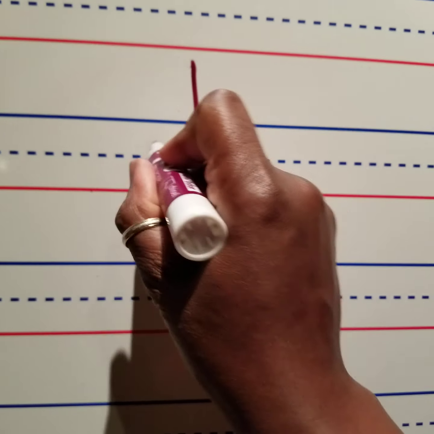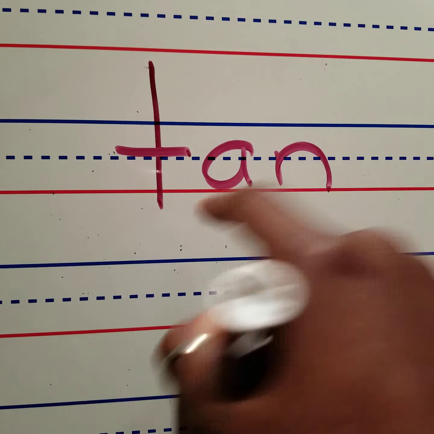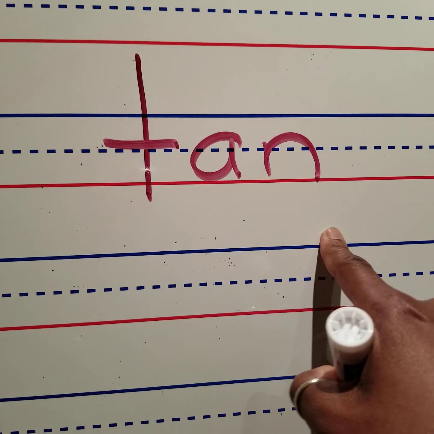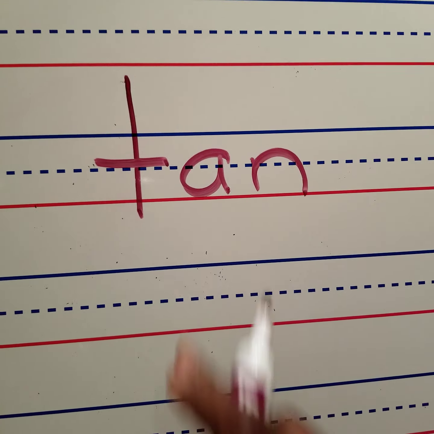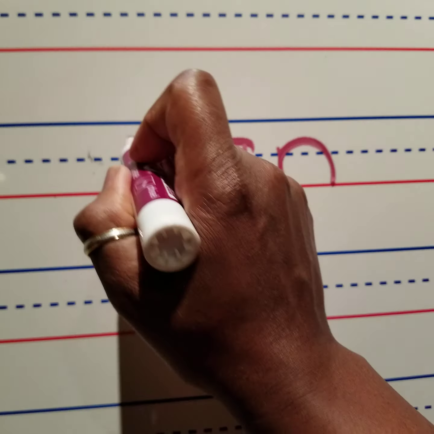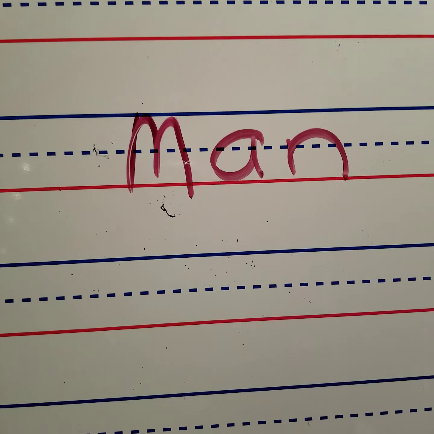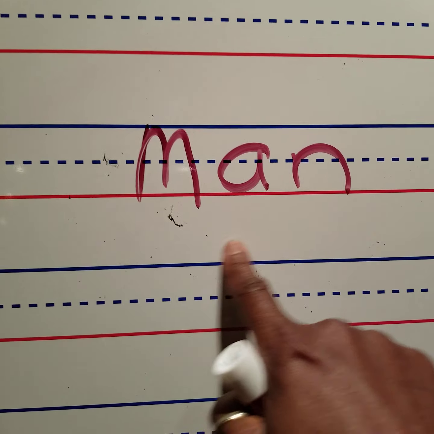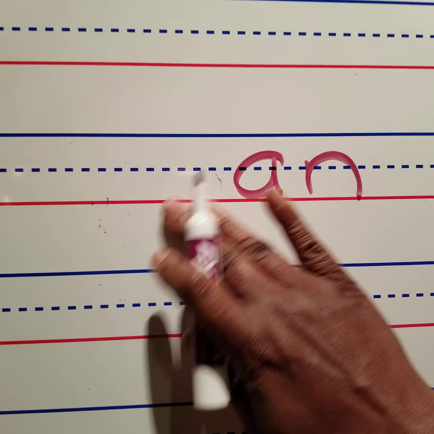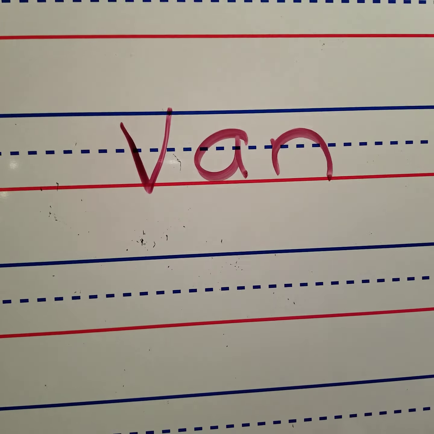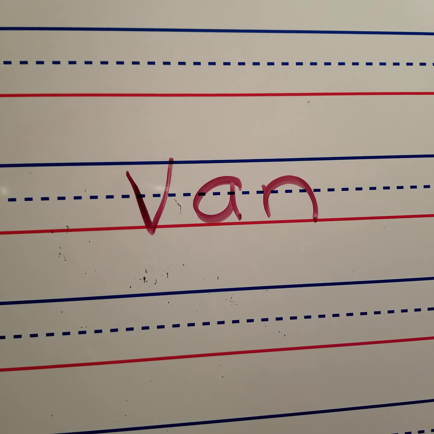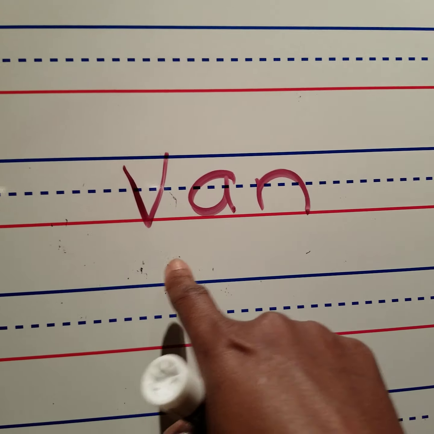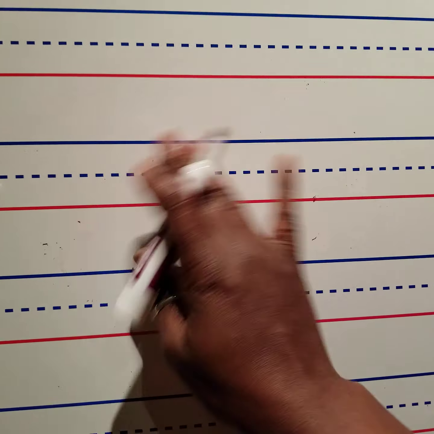All right, changing the whole word. Starting with tan. If I change my T to an M, I now have man. If I change my M to a V, I now have van.